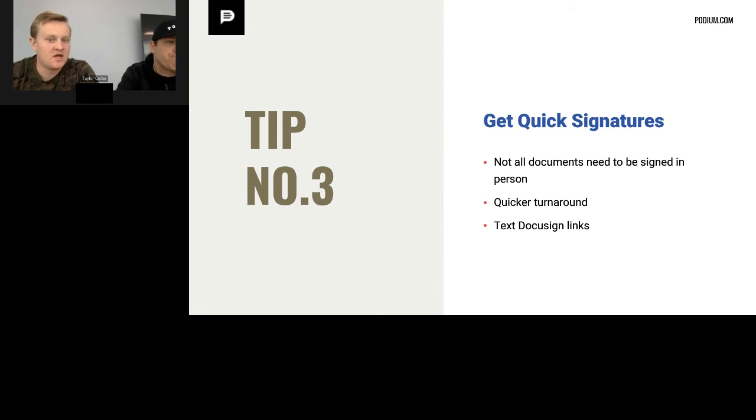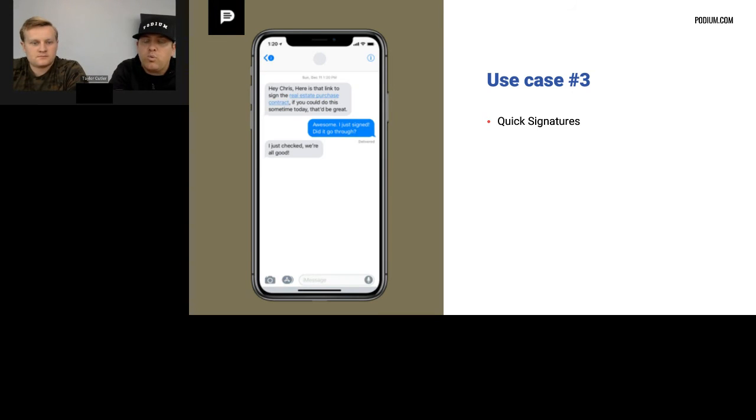So getting quick signatures. This is something huge, right, in the mortgage space. There are so many different documents that have to be signed all the time, right? But not all documents necessarily have to be signed in person, right? And this is just going to get you such a quicker turnaround. You could do this through things such as DocuSign links. This is kind of where we see the industry going more and more, where a lot of people are still using email to manage those transactions and documents that go forth.